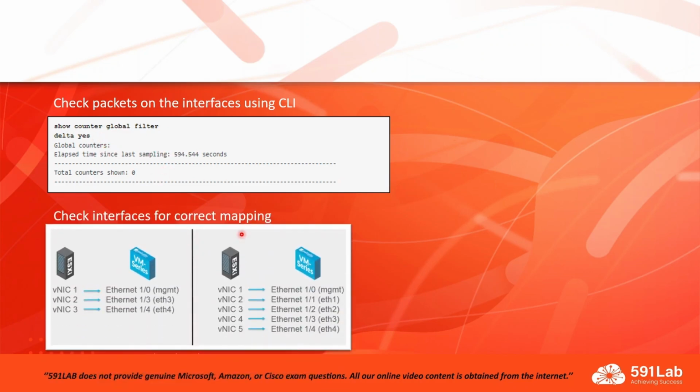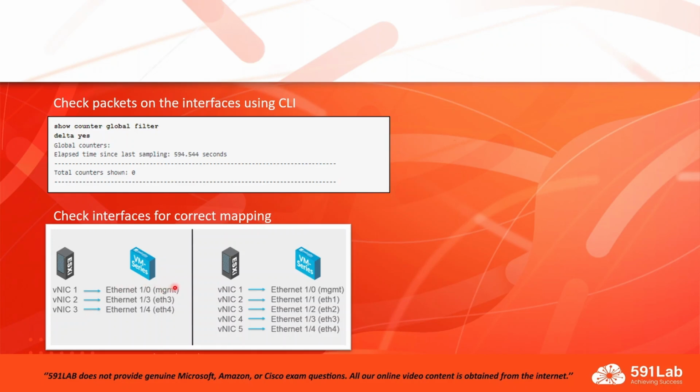The second thing to be noted is interface mapping. The interface mapping for VM-Series on ESX is as follows. Each NIC that is selected can be assigned to an Ethernet interface of the VM-Series, with NIC 1 always for management.